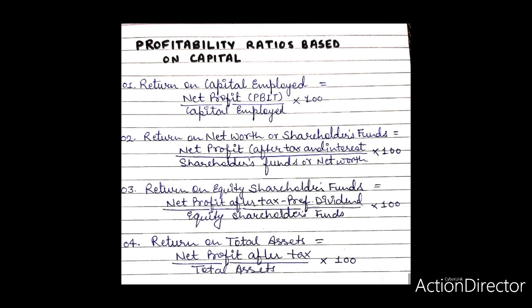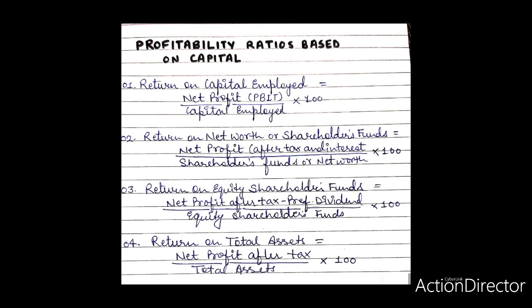This requires the calculation of ratios with reference to capital and assets to measure the real profitability. The important categories of such ratios are discussed as follows. Number 1. Return on capital employed. Meaning and computation. The primary objective of making investment in any business is to obtain adequate return on capital invested.